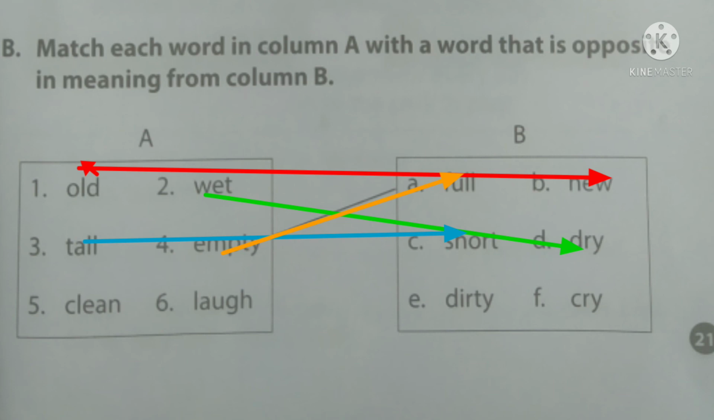Empty, full. And fifth question, clean. The word is clean. What is the opposite of clean? Yes, it is dirty. Option E, dirty. And sixth question, laugh. What is laugh? Yes, smiling loudly. That is laugh. So, what's the opposite of laugh? Yes, very true. The answer is cry. Option F, cry. Laugh, cry.